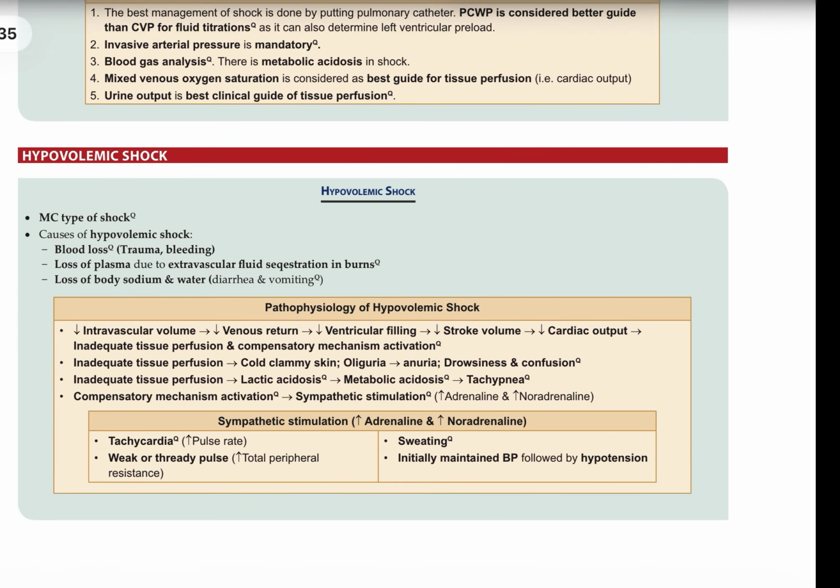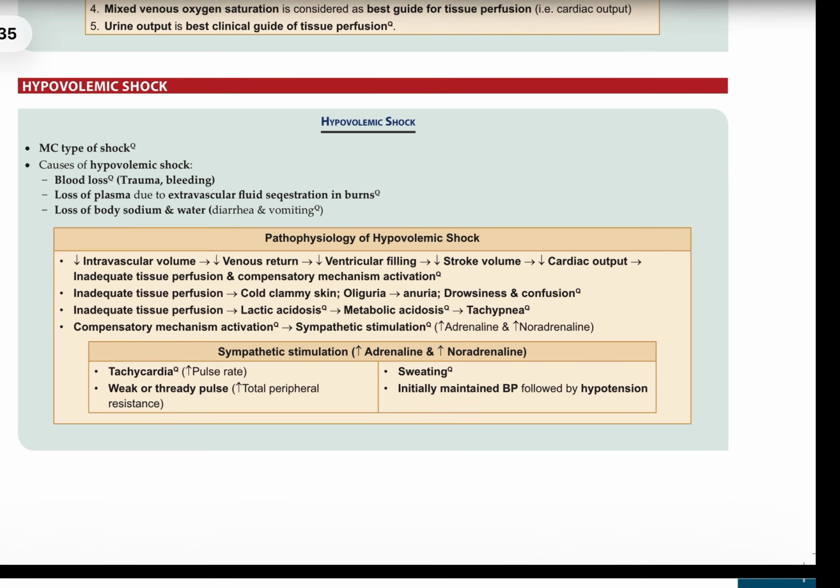Hypovolemic shock is the most common shock. It occurs due to blood loss like trauma, bleeding. If there is a loss of plasma due to extravascular fluid sequestration, especially seen in burns, or loss of body sodium and water in case of diarrhea and vomiting.